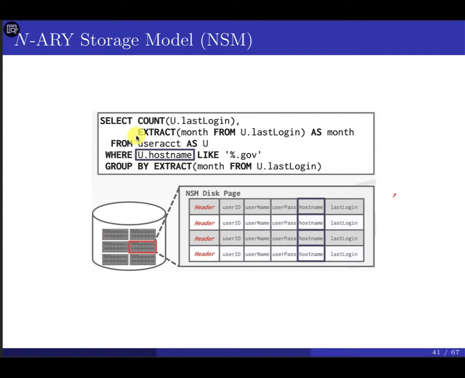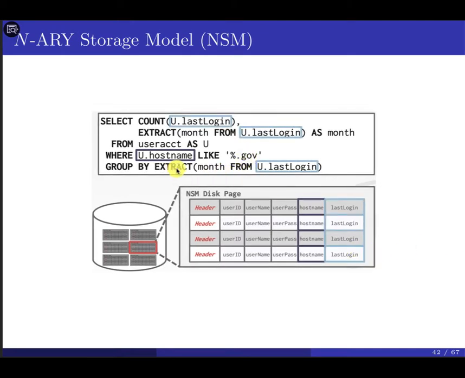I'm going to fetch one block at a time in order to proceed here. In each block, you check whether the user host name is like .gov. So check this column, right? That's what I need from this information. Then if any tuple satisfies the condition, you continue. The next step is to extract the month from the last login. So I ask for this column and this column of those attributes, then extract the month from this information.